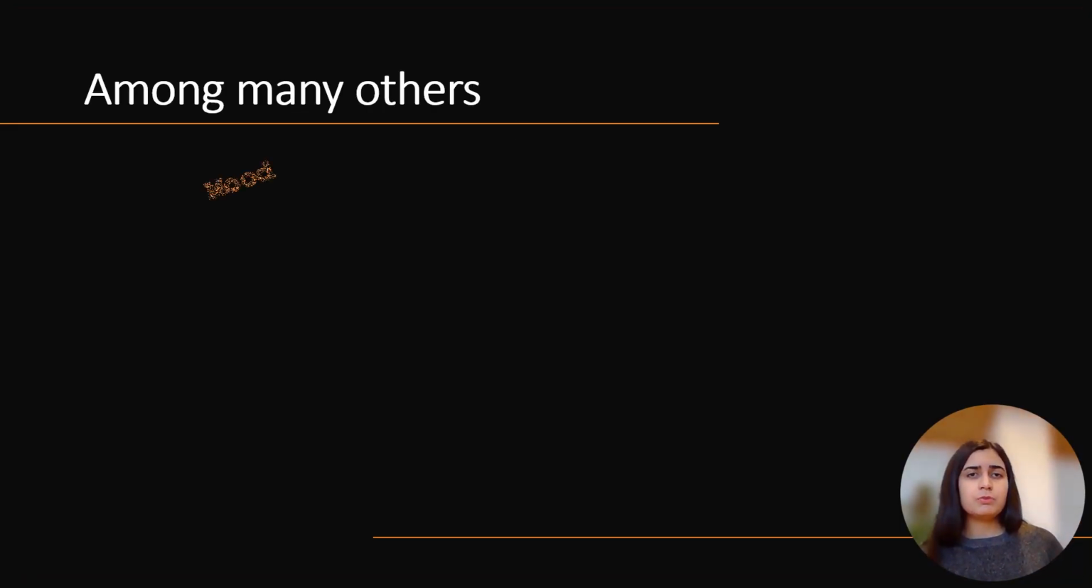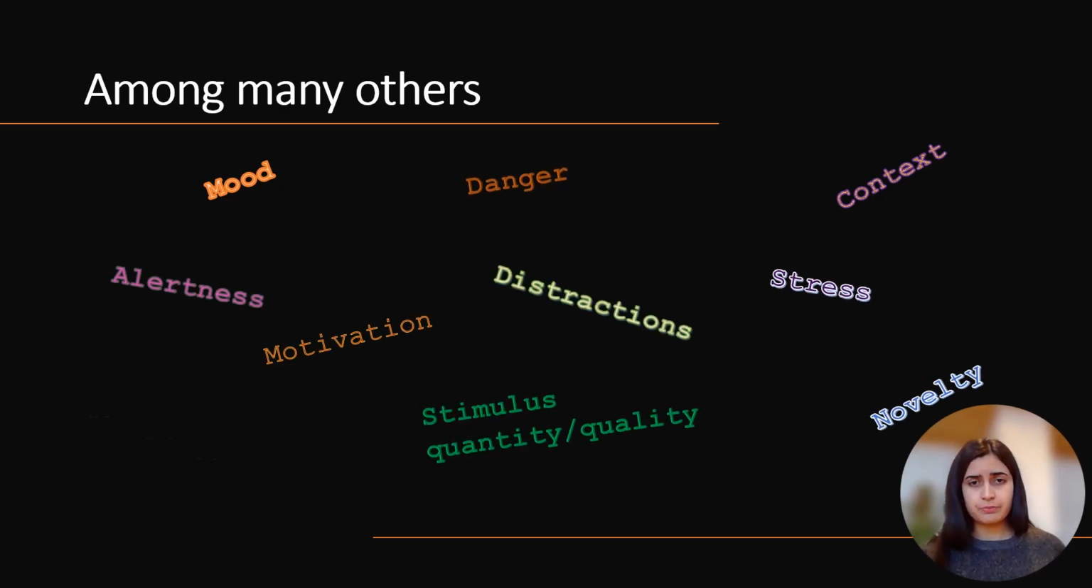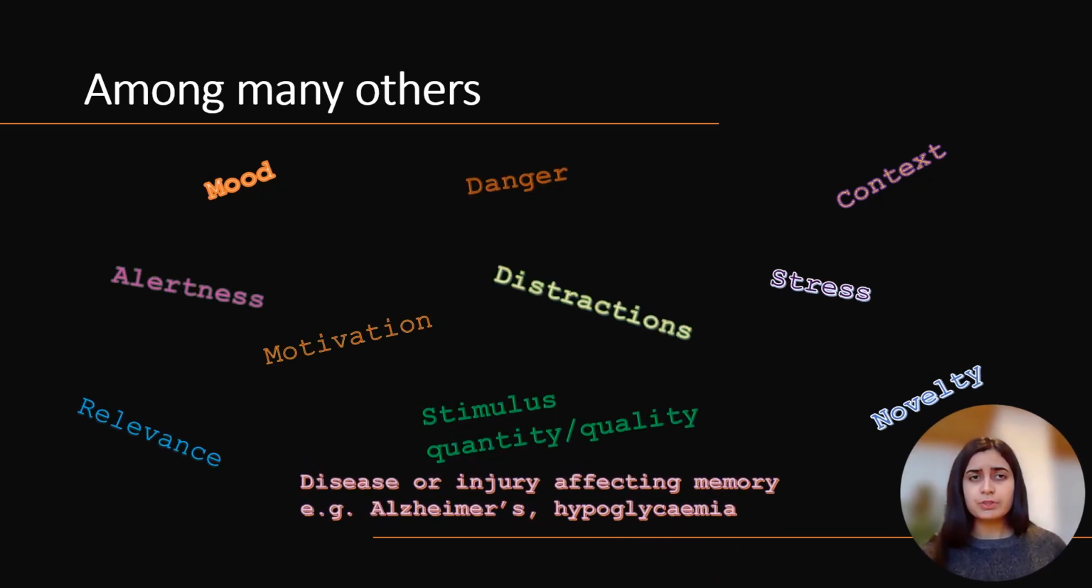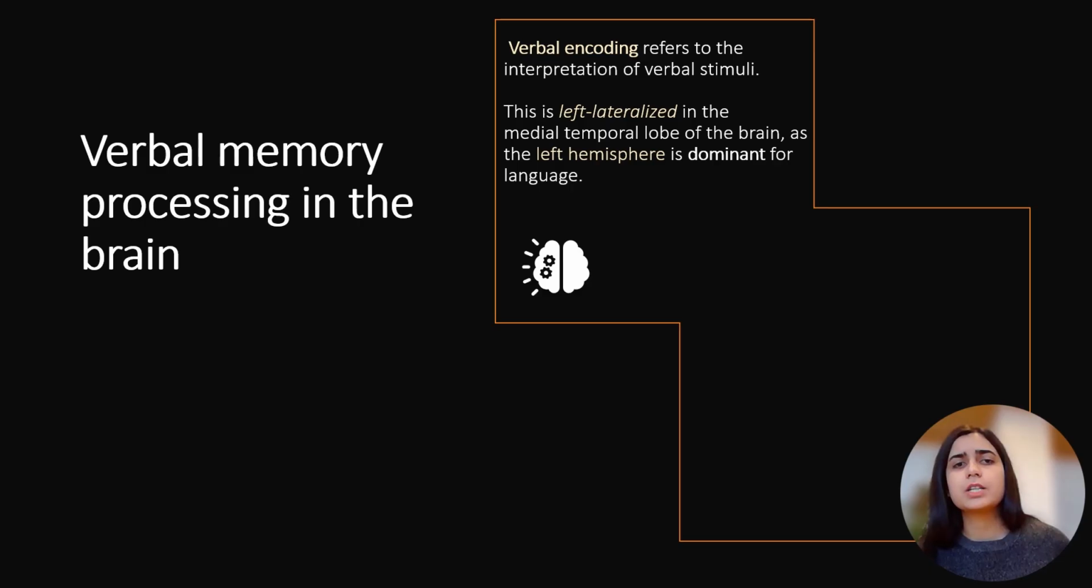There are numerous factors shown to impact encoding and recall. Here are some. Different diseases and disorders of the brain commonly affect memory functions. Schematically, we can say that encoding and recall processes take place in different brain regions.